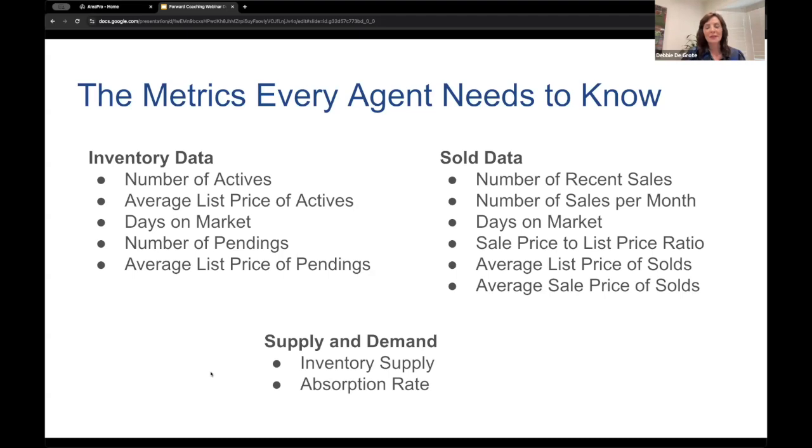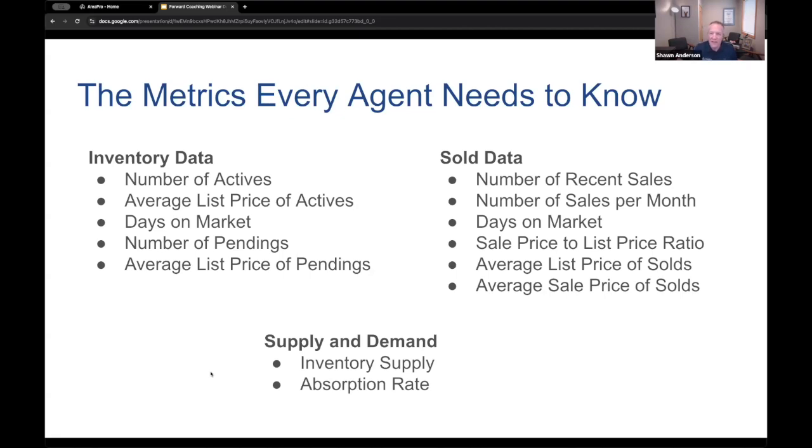Or absorption. That's the absorption. Yep. Absorption is kind of the inverse of that. So inventory supply, you take your active inventory, and I'll show you numbers here in a minute. We can just grab any market in the country. If I have 100 houses for sale and we're selling 25 every month, then you take 100 and divide it by 25, and you get a whole number, usually, and that's 4. That means it would take 4 months, selling 25 a month, to run out of homes.